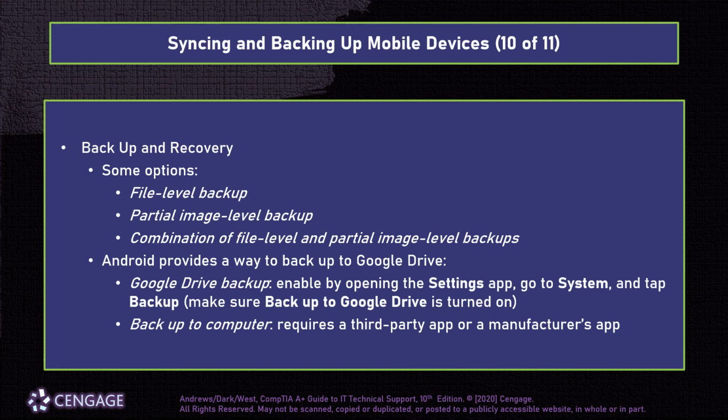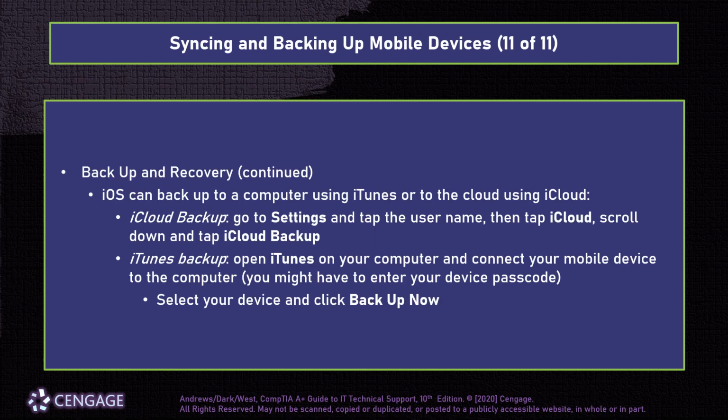Now, if we have different types of backup, we may have things like file level backup where we only pull individual items, partial image, which is where we're only going to grab select items. Then we may have full image, and the full image is traditionally going to be a partial image plus the file level stuff, so that you can make sure everything on the device is backed up either to a cloud drive or to a computer.